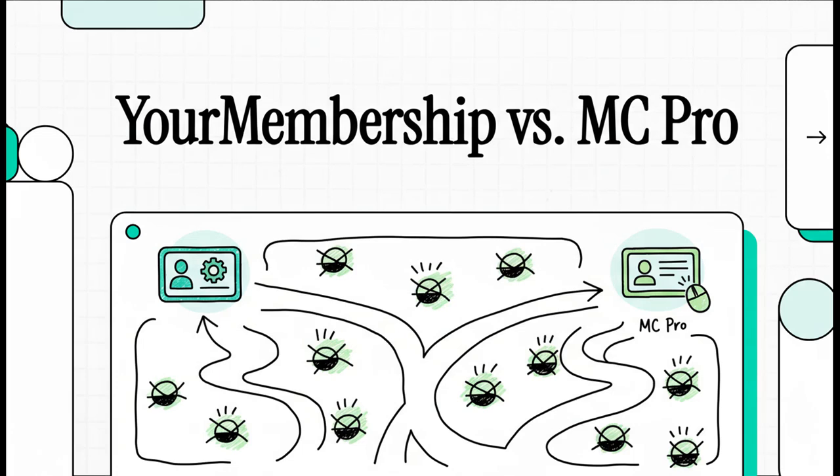Choosing the right association management software, honestly, it can feel like you're walking through a minefield. You make one wrong move, and bam, you're locked into years of frustration, wasted money, and unhappy members. Two of the biggest names you're going to run into when you're making this high-stakes decision are Your Membership and MemberClicks Pro. So, how do you make the right call for your association's future?